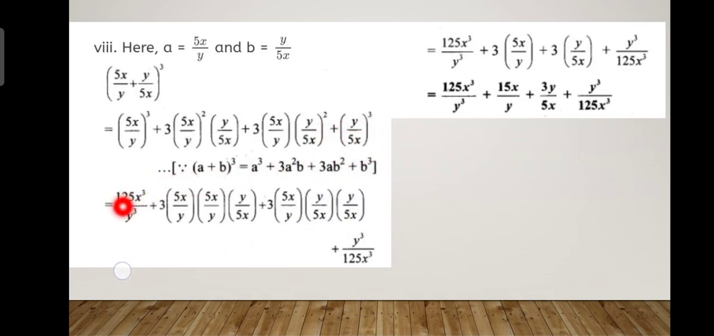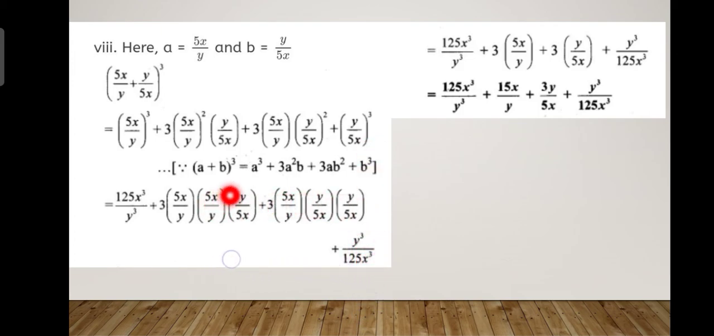So now we have 5 का cube as 125, x का cube as x cube upon y plus 3 will remain as it is, 5x upon y the whole square है तो हम लोग उसको twice a time लिखेंगे, y by 5x will remain as it is plus 3 5x upon y into y upon 5x the whole square, तो इसको भी twice a time लिख सकते हैं plus y cube upon 5 का cube is 125 and x का cube is x cube.